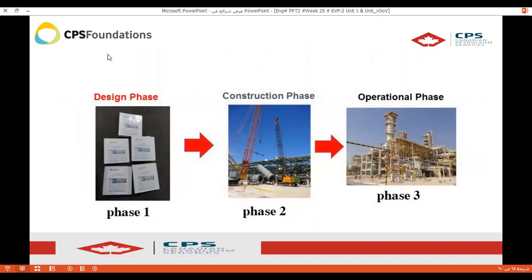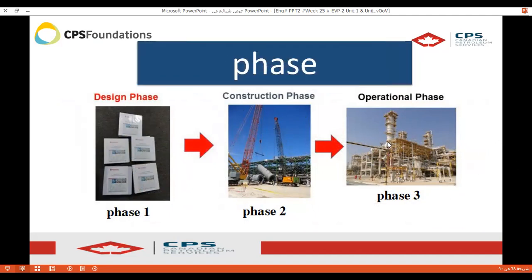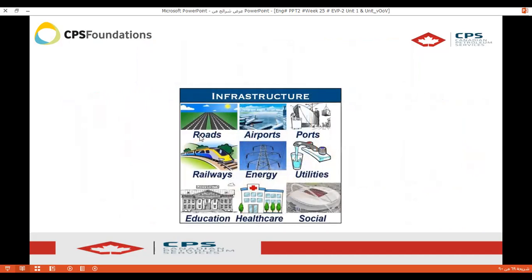Okay, we've studied this phase 1, phase 2, phase 3. Usually there is the design phase. After that, we have the construction phase. After that, we have the operational phase. Design phase, blueprint only. Construction phase, building. Operational phase is building and bringing people to the place where you are building.